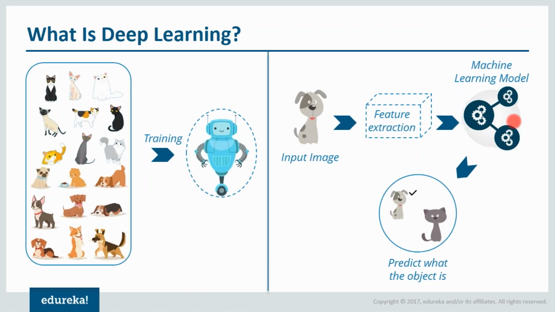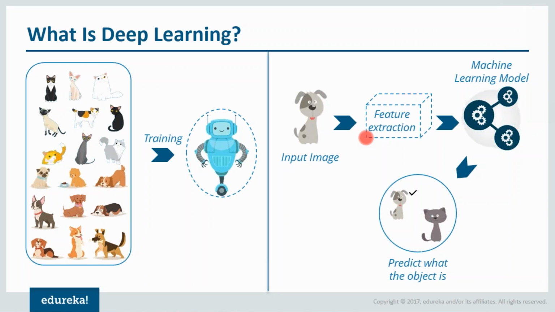Then we make a machine learning model with that. And once it is done, our machine learning model is able to predict whether the input image is of a cat or a dog. But if you notice here, one very big disadvantage with this is we have to manually extract features. Features such as nose, whiskers, all those features we have to manually extract and provide to our machine learning model.